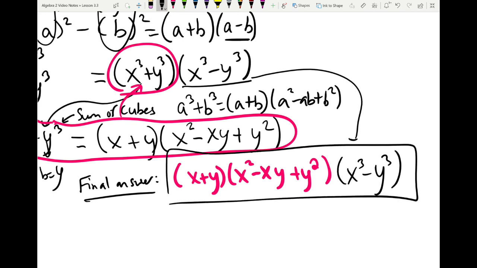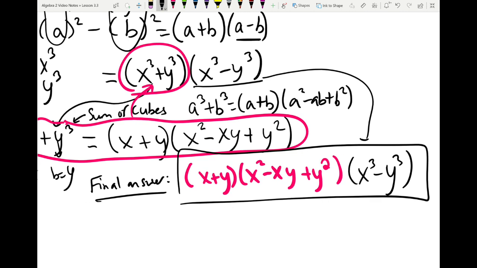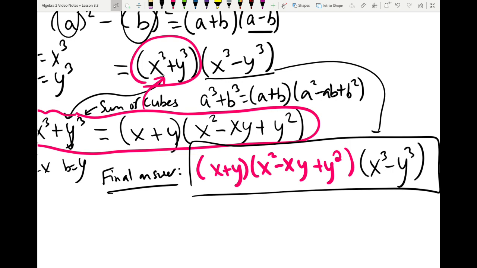Okay, so this is the fully simplified form. So we took the x cubed plus y cubed in the beginning and we simplified it even further. So we broke this down twice to get our final answer. So when you do these, sometimes you'll have to break it down twice or 3 times, depending on if you have multiple identities that you can use. All right, so this is the first way of doing it.